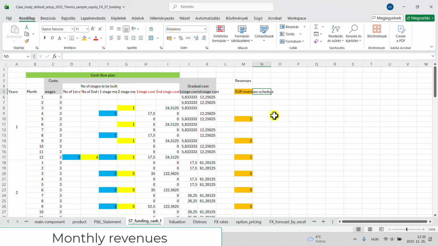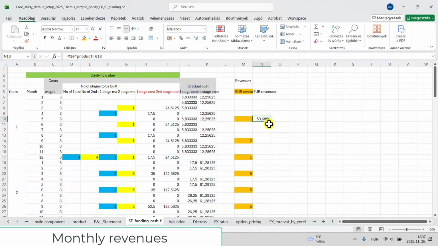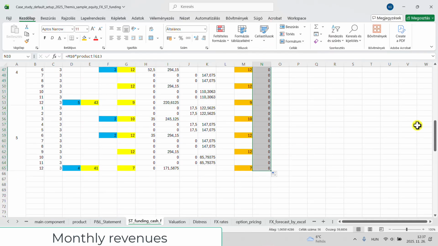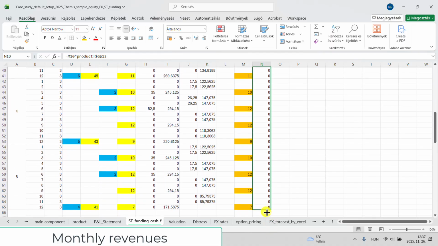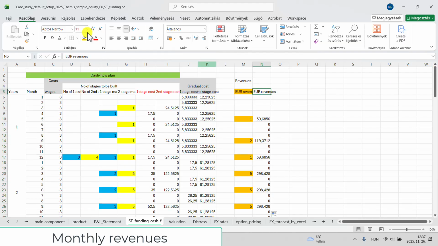And then we can say that, okay, now euro revenues. If we are following this, then this number multiplied by the price in euros. And then scrolling down, yep, especially that we have to highlight it or fix it with the dollar mark. Then if you are scrolling down, then we can also have the revenues in euros.